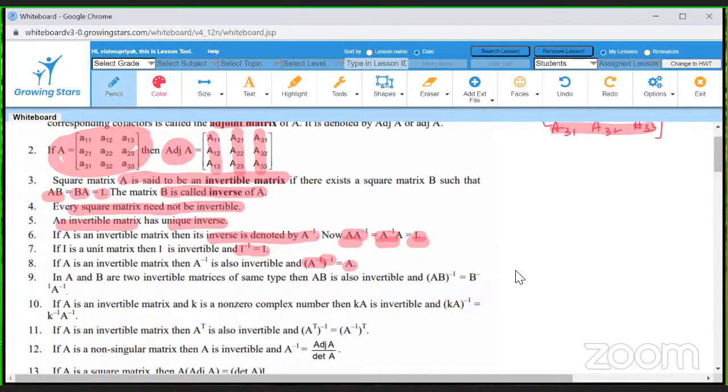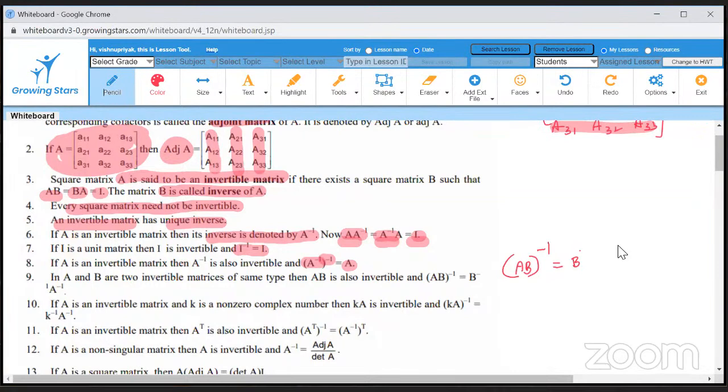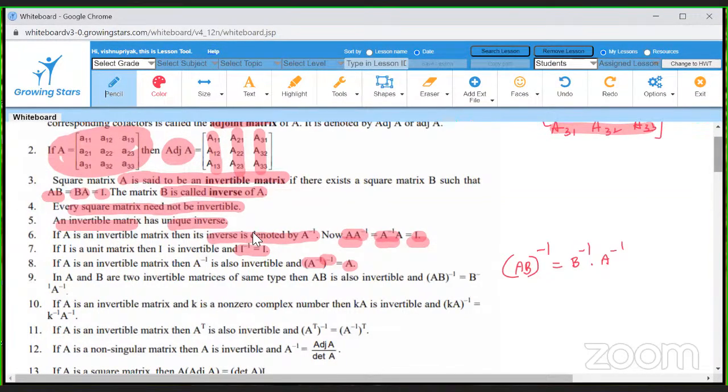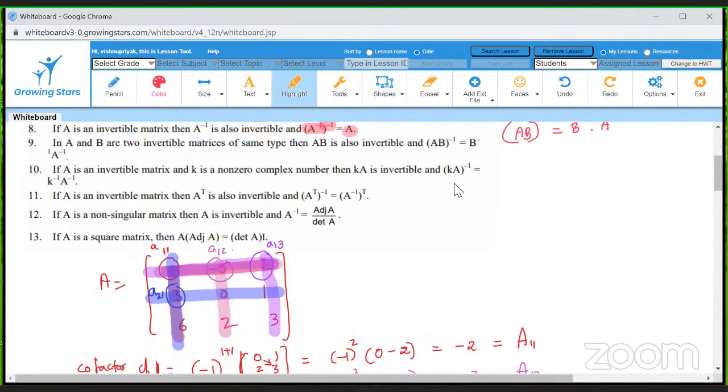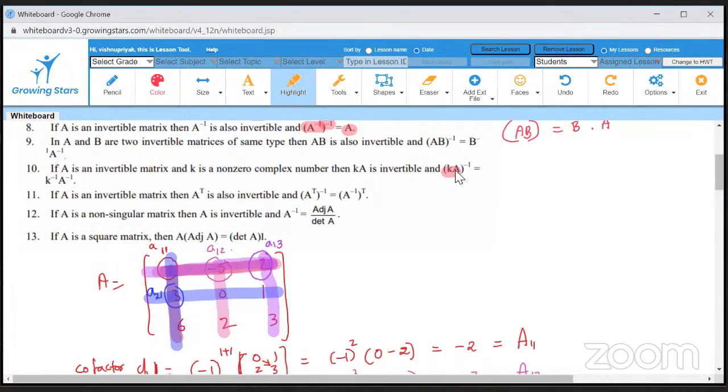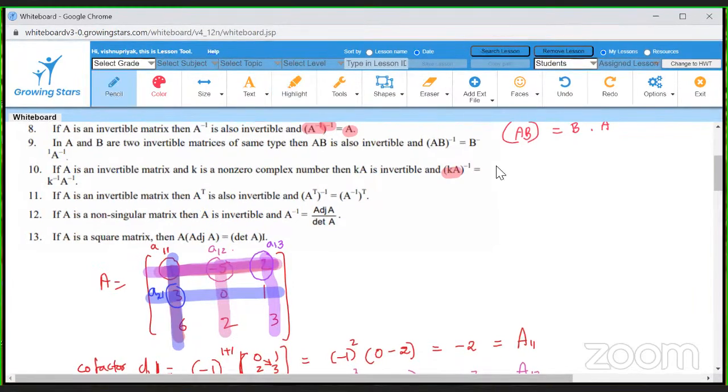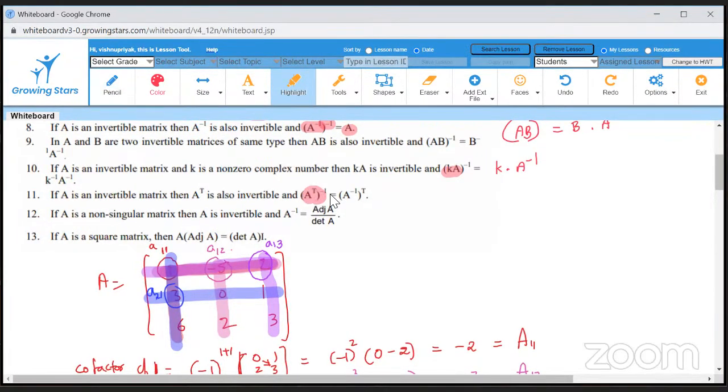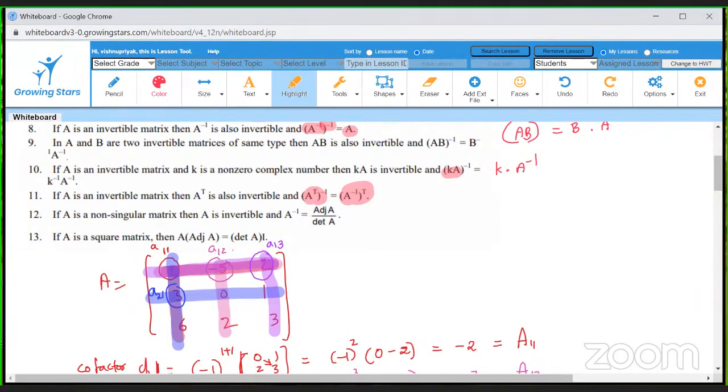The next is AB matrix whole inverse is same as B inverse into A inverse. Remember all these. Then KA whole inverse, you can write 1 by K into A inverse. A transpose of inverse equal to A inverse of transpose. All these they will ask in multiple choice questions. So learn.